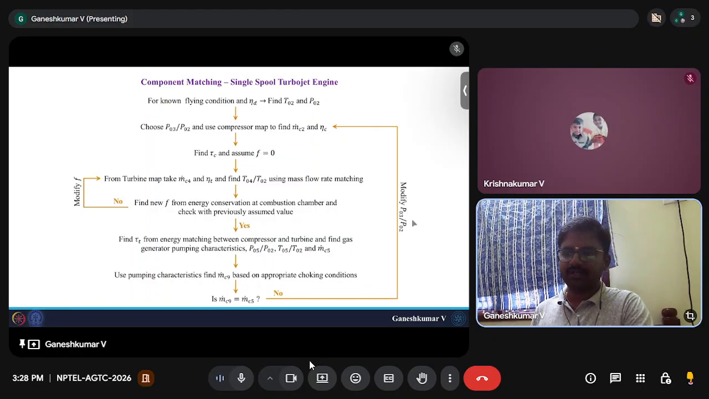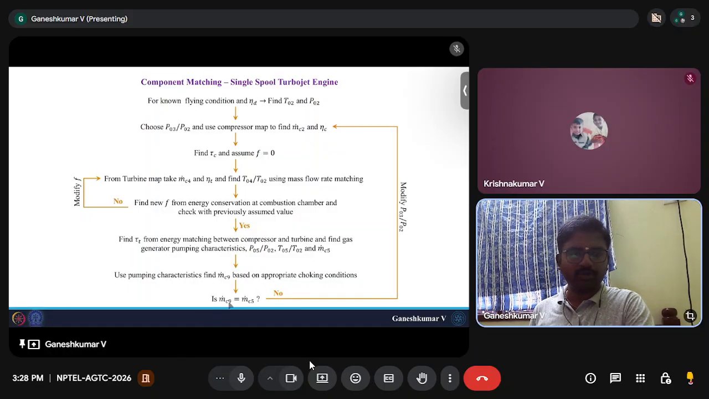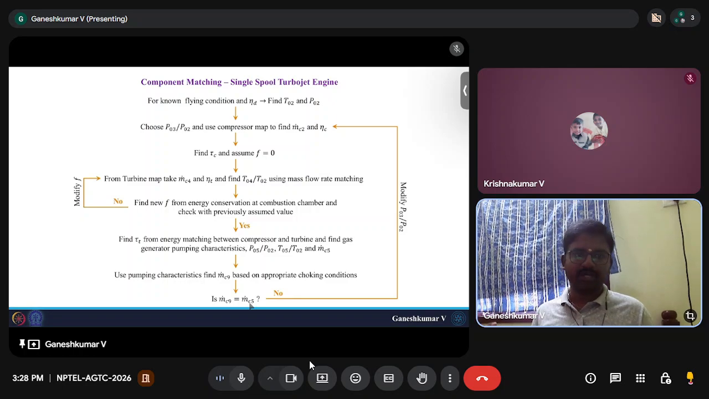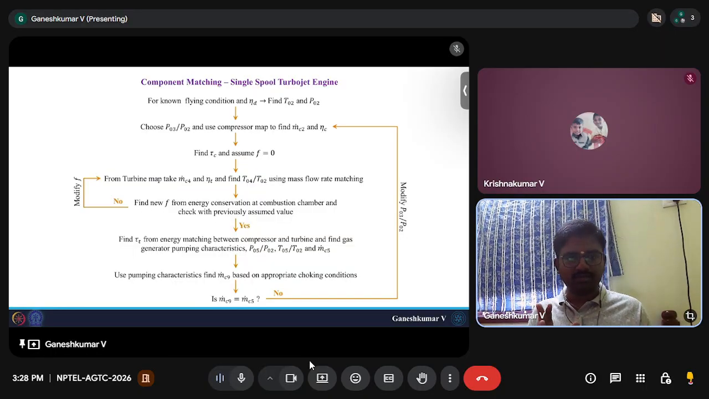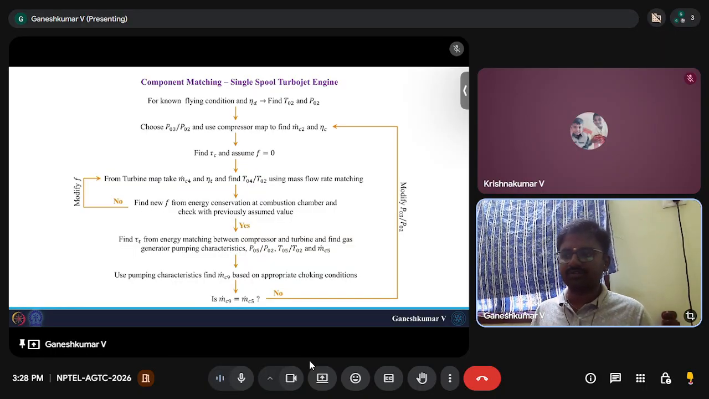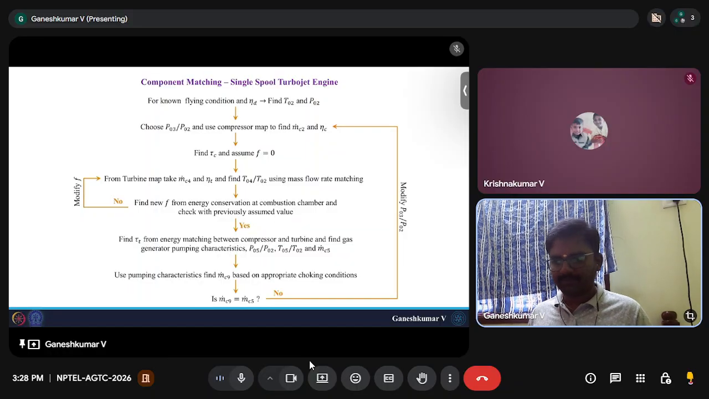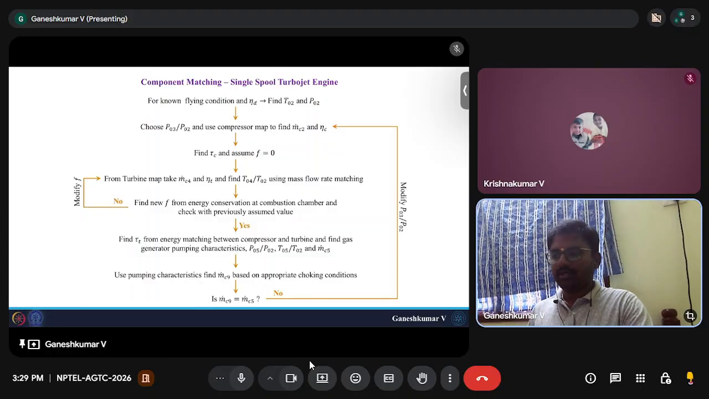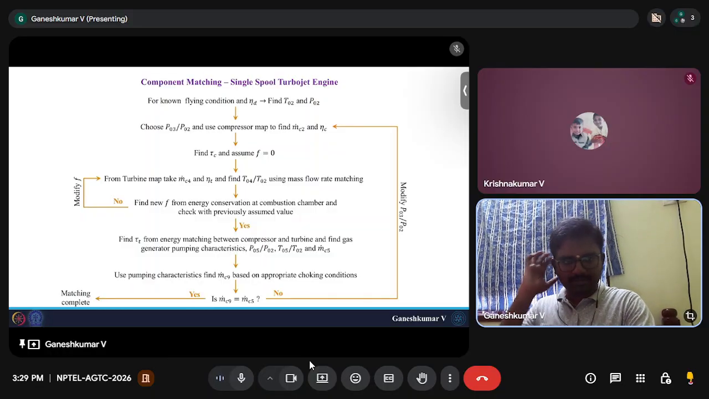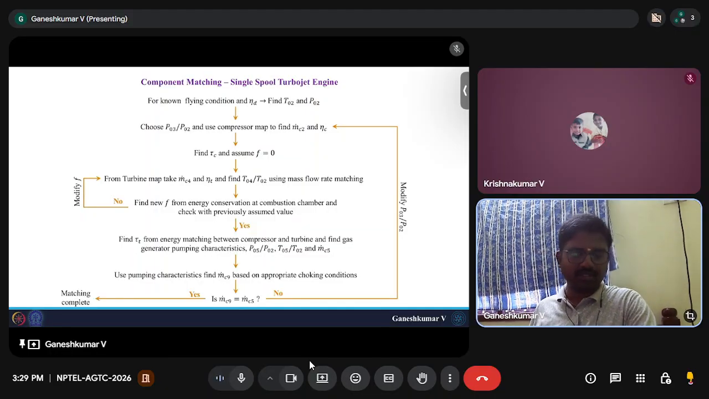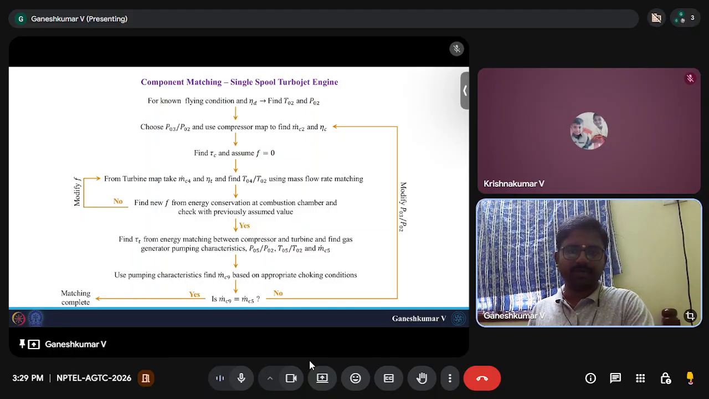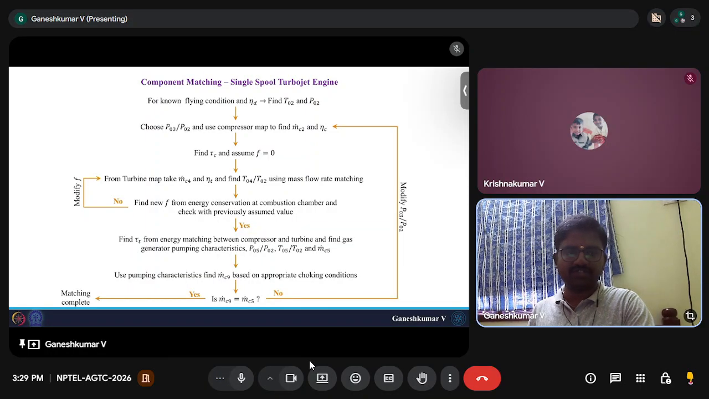If not, you modify the compressor pressure ratio and make sure this m dot C9 is equal to m dot C5. M dot C5 is the mass flow rate at the exit of the turbine. That has to match with the mass flow rate going through the nozzle. So these two should match. If it matches, then the chosen compressor pressure ratio and the throttle condition are correct. If yes, then matching is complete, and use that as the throttle condition. You can find other performance parameters such as thrust, efficiency, and other things.